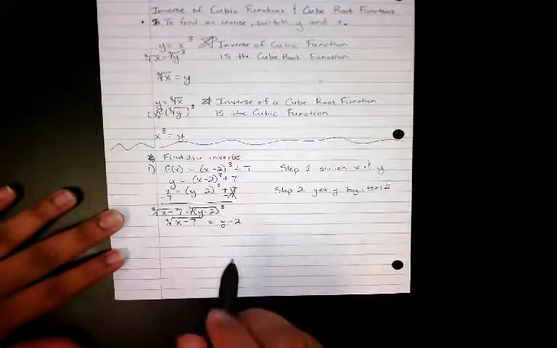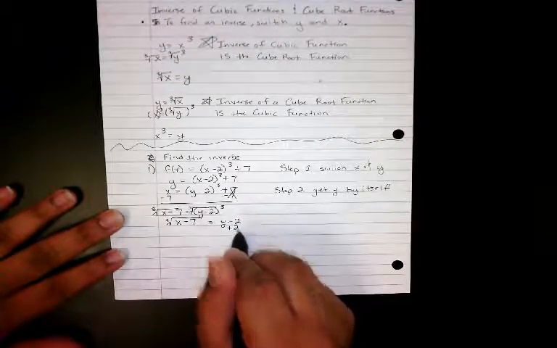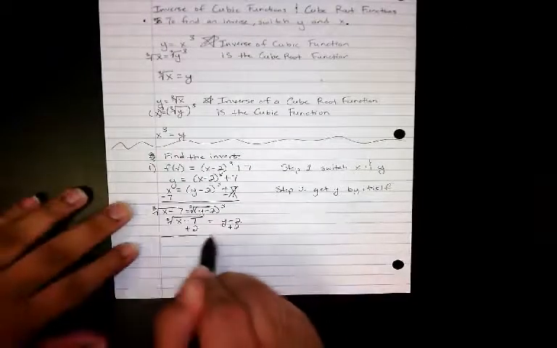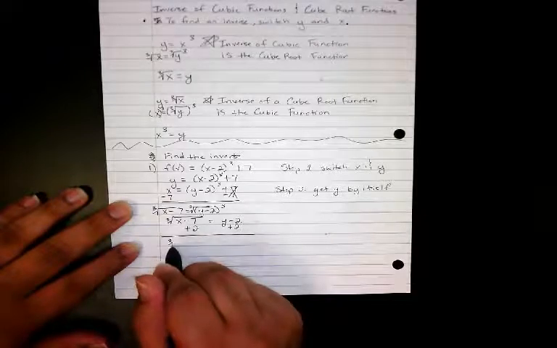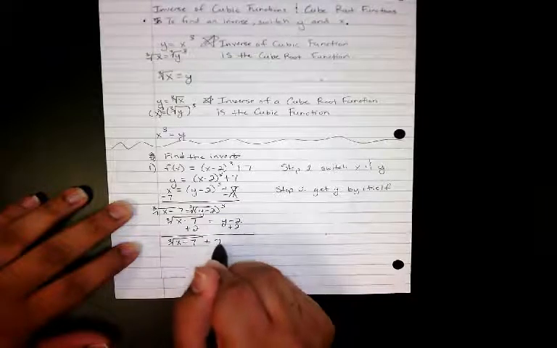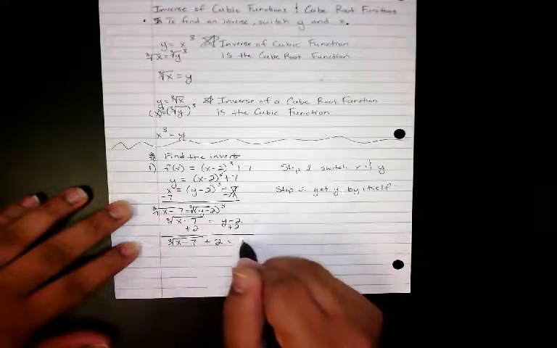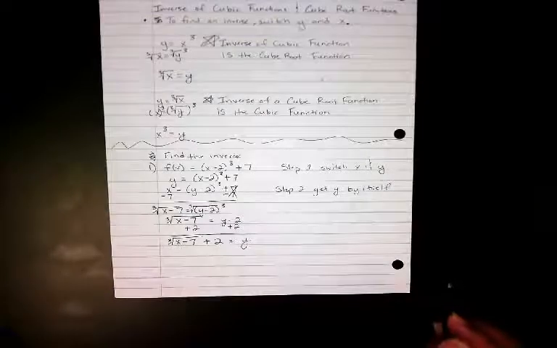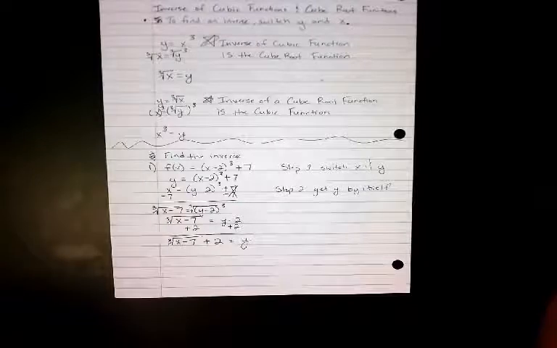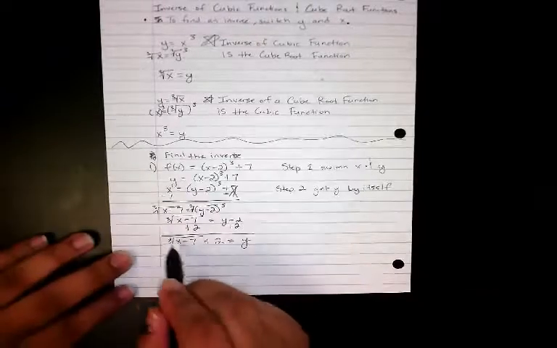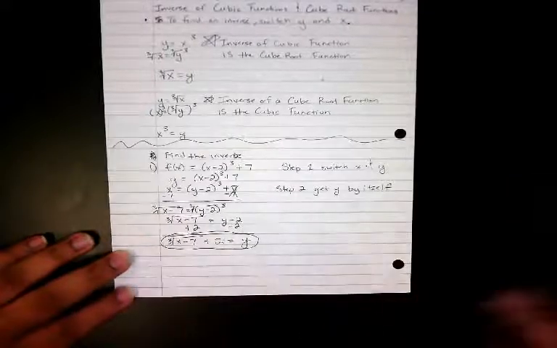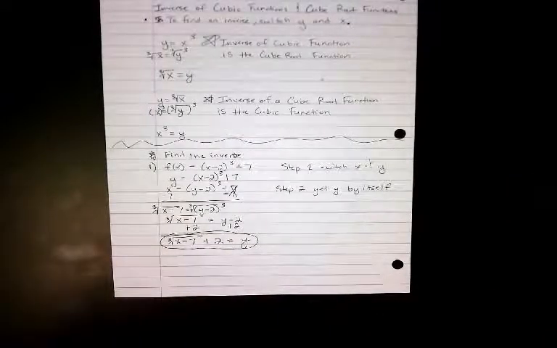Last thing you have to do is get rid of this 2. So plus 2 on one side, plus 2 on the other side. So you're left with the cube root of (x minus 7), plus 2 on the outside, equals y. That's the inverse of that function. So you can circle it.